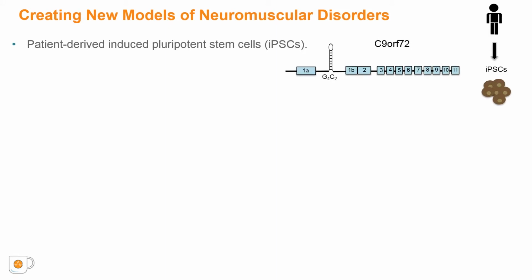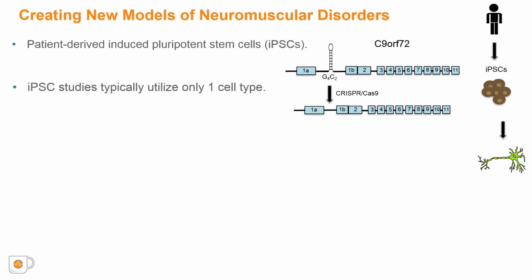To model ALS, our lab has created iPSCs from patients with hexanucleotide repeat expansion mutations in the gene C9orf72, now known to be the most common cause of ALS and frontotemporal dementia, which is often comorbid in these patients. Additionally, we have created genetically corrected isogenic control lines to increase detection of mutation-specific phenotypes.